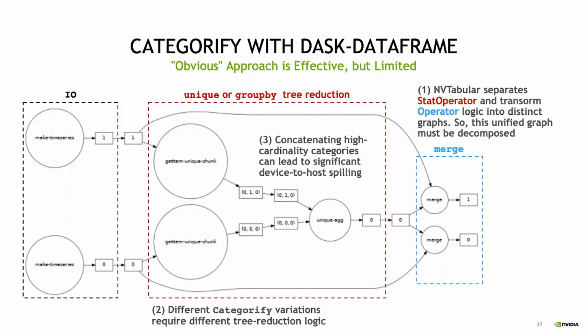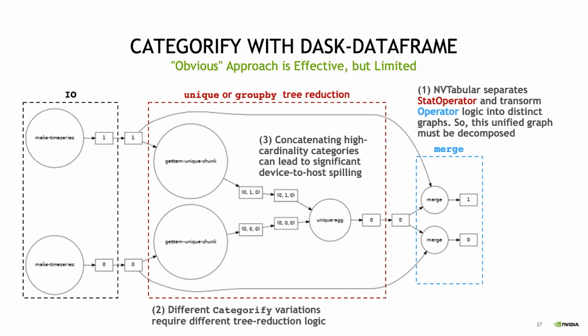And if you wanted to just do the obvious approach with a Dask dataframe, it would probably look something like this, right? Looking at the graph, we would do some IO, so this would be for two different partitions. We might calculate the unique values for a particular column that we want to categorify, and then we would pass those categorical results and merge them to our original dataset, to get our categorical encoding column for one particular column.